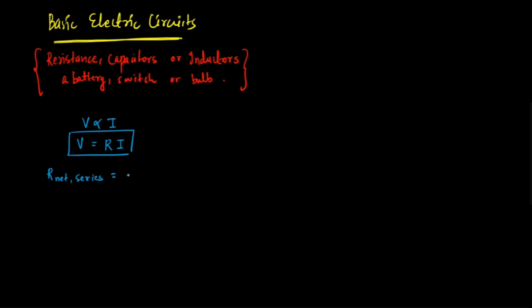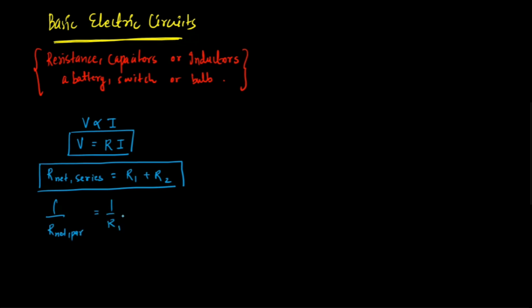In series combination, the sum of the values of resistance gives us the value of net resistance in series. Whereas in parallel combination, the result was a little different. 1 upon R net in parallel combination equals 1 upon R1 plus 1 upon R2. So we have to keep these relations in mind before actually heading into the session.